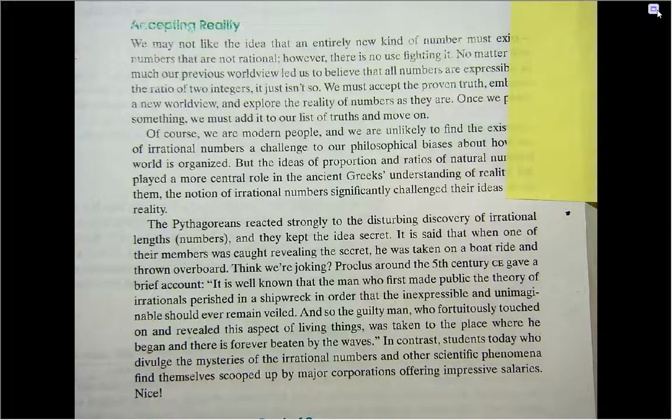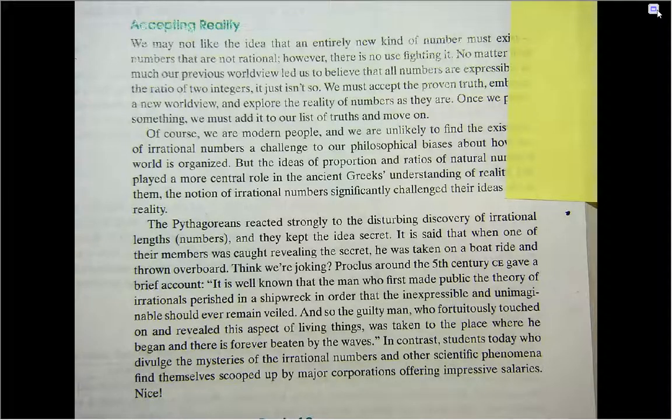Proclus, around 5th century CE, gave a brief account. It is well known that the man who first made public the theory of irrationals perished in a shipwreck in order that the inexpressible and unimaginable should ever remain veiled. And so, the guilty man who fortuitously touched on and revealed this aspect of living things was taken to the place where he began, and there is forever beaten by the waves.